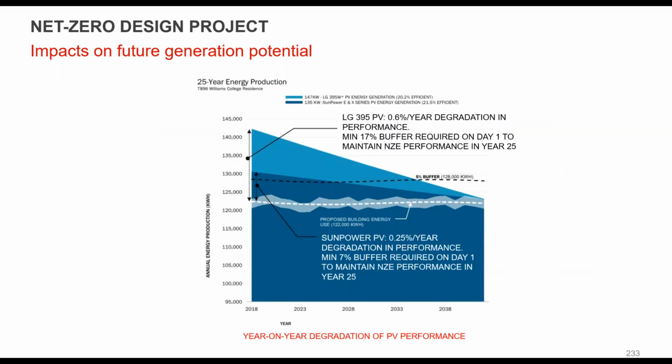So this is looking at 25-year production. You'll see there's a buffer of about 5% to make sure they still meet that. About 0.6% degradation in performance per year. And then we need a minimum of 17% buffer to maintain that net zero energy performance over the year. So you're seeing the sliding degradation.